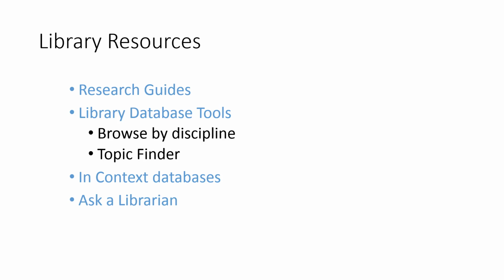There are many library resources that can help you in choosing a topic. We have things like research guides, library database tools such as Browse by Discipline and Topic Finder. In-context databases provide great background and ideas. And, of course, you can ask a librarian.